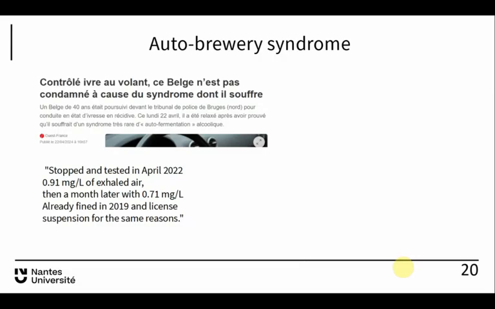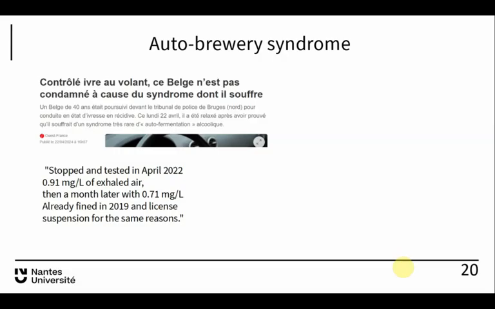So this was an example from the newspaper just this spring. It was published in West France in April. It's a story about this person in Belgium. He was stopped and tested by the police because he was driving all over the place like this. And he had 0.9 milligram per liter of alcohol in the breathalyzer test. That's way over the limit. Months later, stopped again, 0.7 milligram per liter. I said, okay, that's it, come on. Your license, that's it, you're finished. And I think he even got a jail sentence or something.